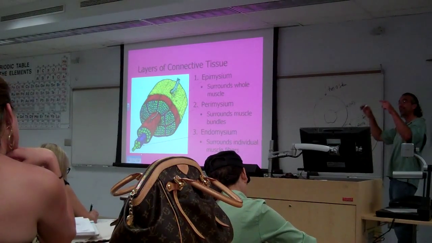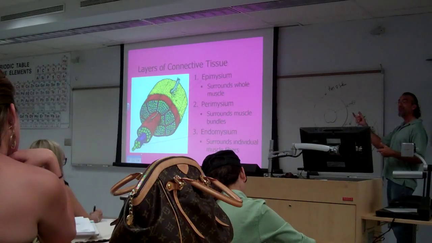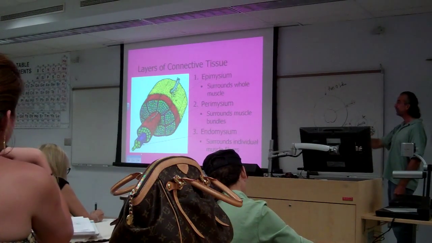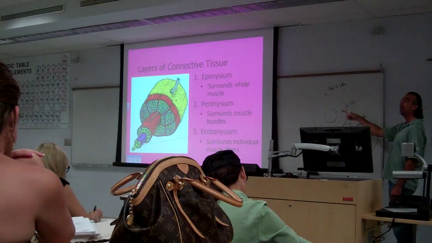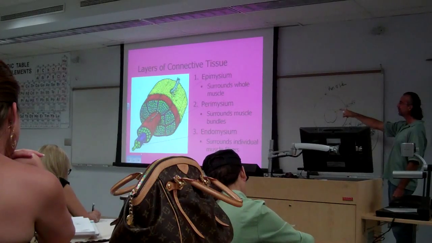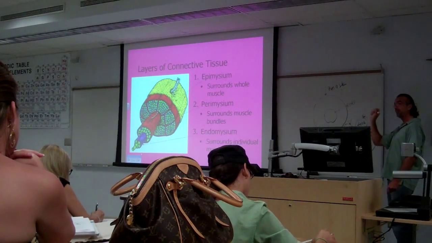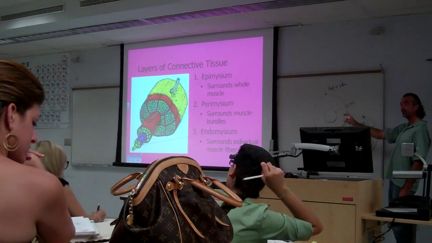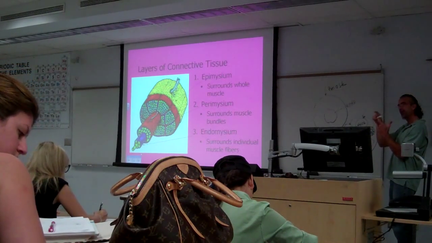So epi means on top, like epidermis, right? And the word myo or mysium is muscle. So epimysium goes around the entire muscle. Peri goes around the, it says what? Surrounds muscle bundles. That's a fascicle. So maybe put that in there somewhere too, that it surrounds muscle bundles, or a fascicle. We call that the perimysium. It's like in the middle. Here it is, like middle.